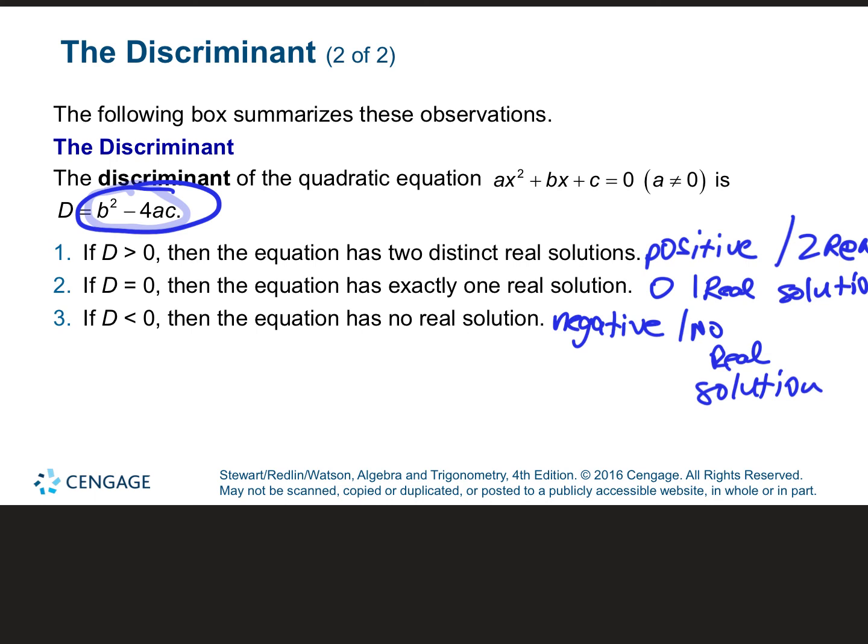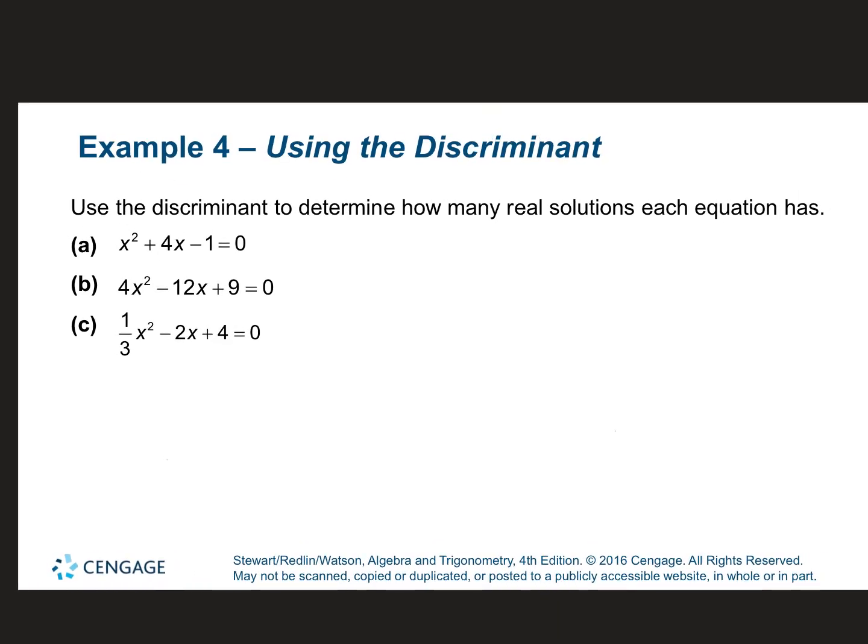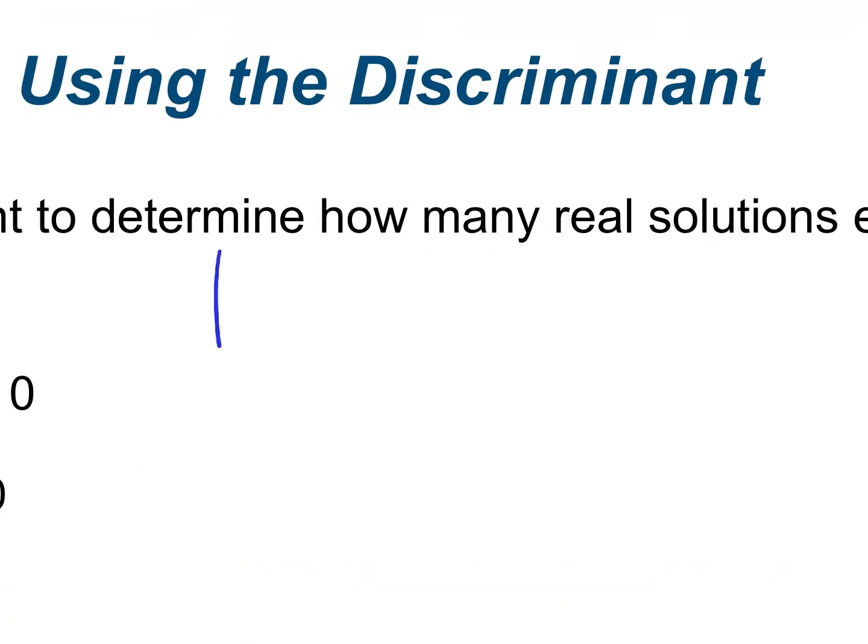So this should be an easy question for you guys on your test. You're not working out the whole formula. It's just going to say, use the discriminant to determine how many real solutions each problem has. Well, guys, what's the discriminant? B squared minus 4ac. Just the piece underneath the square root. It does not include the square root. It's just the piece underneath it.